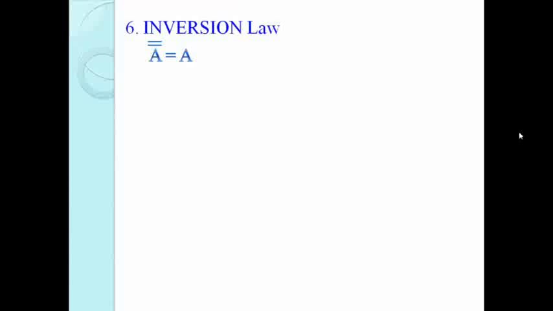So inversion law is A double bar equal to A. So A bar bar is A. Next law is De Morgan's theorem. These are the theorems.